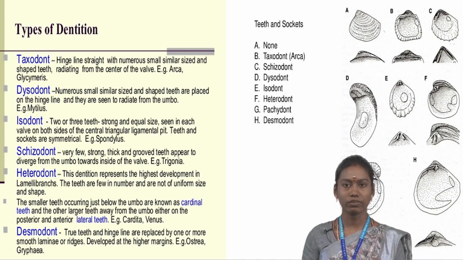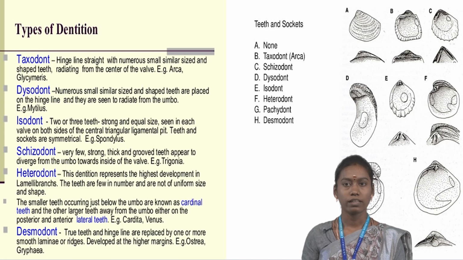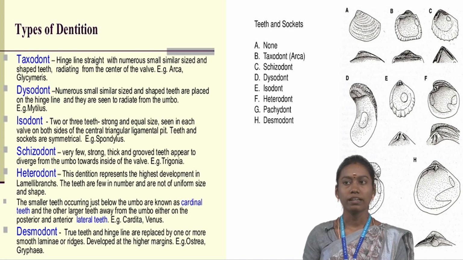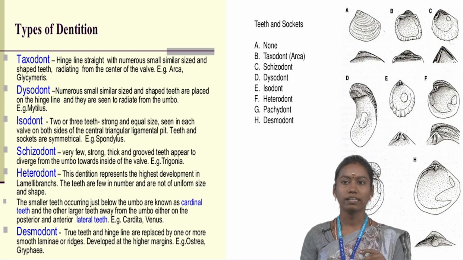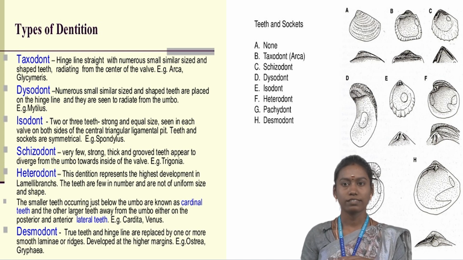Then schizodont. Schizodont means very few, strong, thick and grooved teeth. They appear to diverge from the umbo towards the inside of the valve. For example, Trigonia. In the name Trigonia, you can see the fossil is triangular in shape, so the fossil name comes as Trigonia.